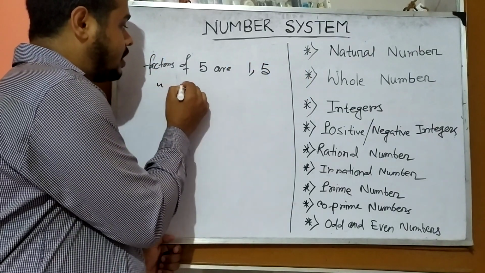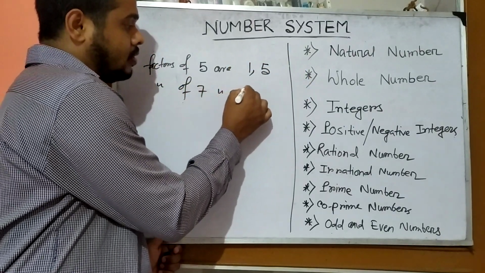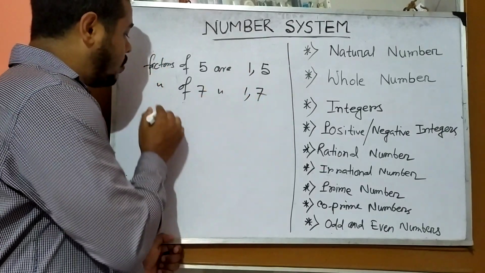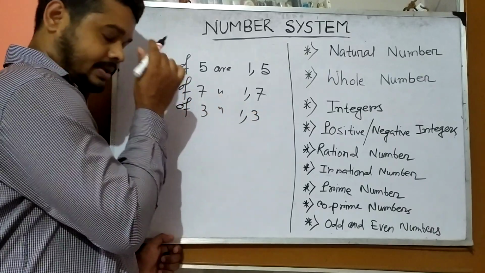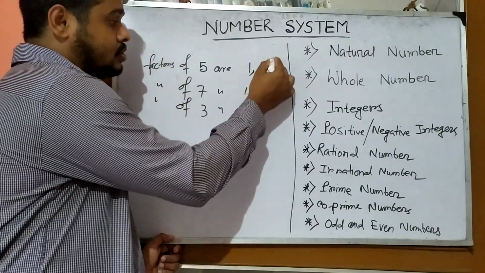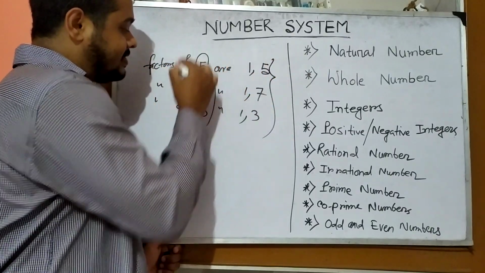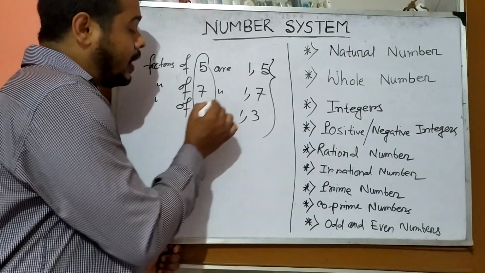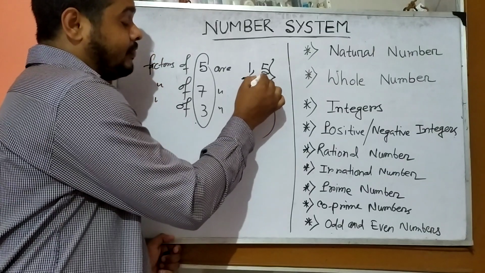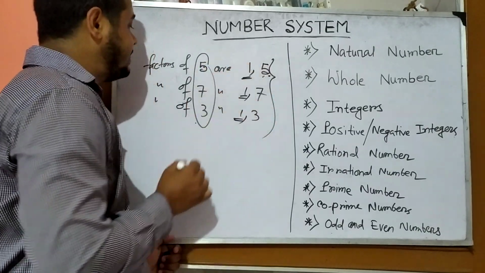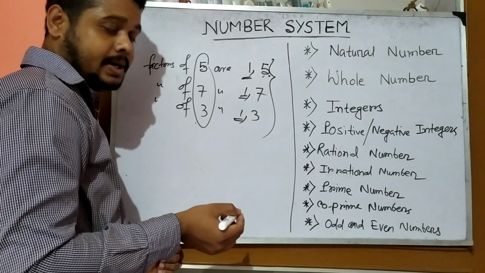What are the factors of 7? 1, 7. What are the factors of 3? 1, 3. So all these, 5, 7, 3 and the like, those which have only the factors 1 and the number itself, are called prime numbers.